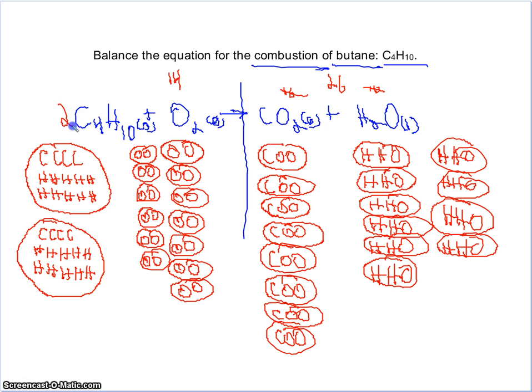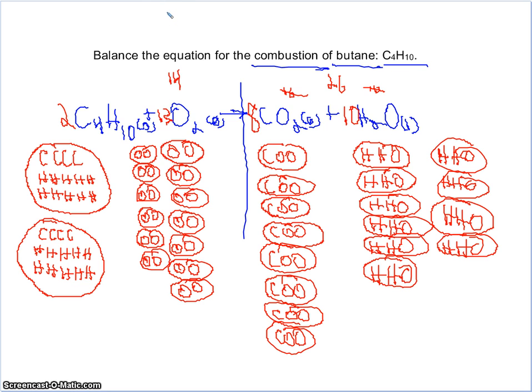So I have 2 butanes. I have 1, 2, 3, 4, 5, 6, 7, 8, 9, 10, 11, 12, 13 oxygens. I have 1, 2, 3, 4, 5, 6, 7, 8 carbon dioxides, and I have 10 waters. And that's the lowest whole number ratio because 13 is a prime, so I can't divide that all by something, so I know I didn't make a mistake. And that'll work. Okay, yes, it took 5 minutes, but that'll work.